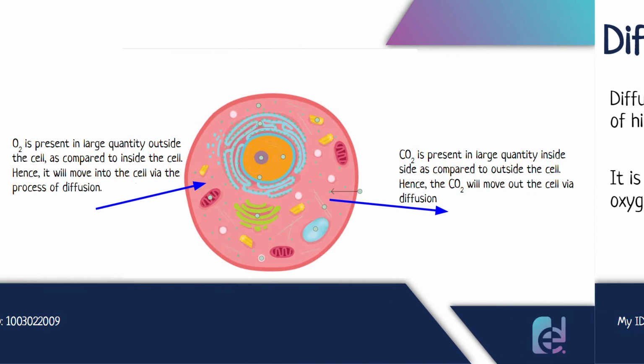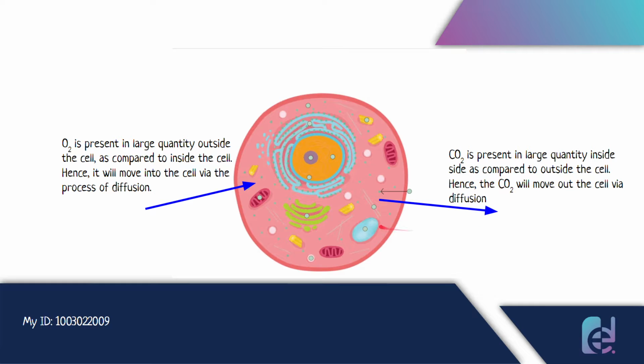Now this picture clearly shows what I just said. This is a normal animal cell, and this is the surrounding medium of the cell. If oxygen is present in high quantity outside the cell and in low quantity inside the cell, the oxygen is going to move into the cell via diffusion. And CO2, which is generated in the cell by the process of digesting food, is going to exit the cell. There's a high concentration of CO2 inside the cell and low concentration outside, so it's going to exit the cell via diffusion.